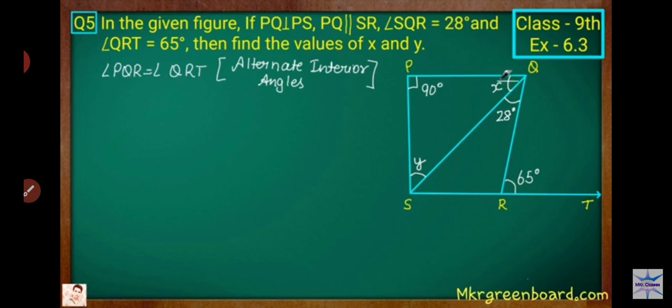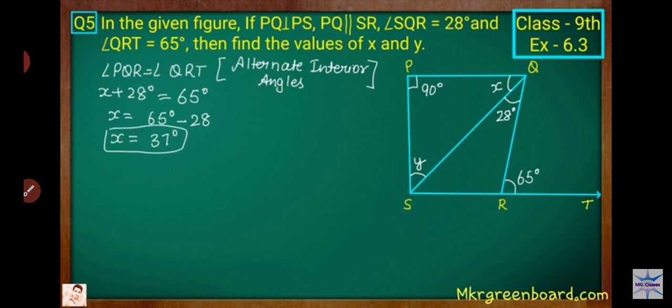This X plus 28 is your angle Q, full angle. So write X plus 28 is equal to 65, because QRT is 65 degree. Understand? So X plus 28 is equal to 65. So X is equal to 65 minus 28. What is the value of X? Value of X is equal to 37 degree. Okay, this is your value of X.